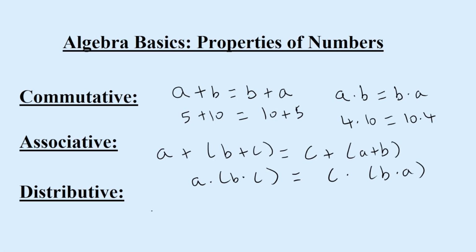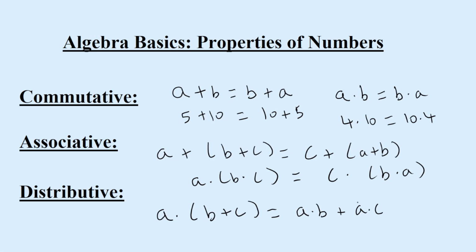And now let's talk about the distributive property. This is really important. So this states that if you have a times, and then inside it, let's say you have b plus c, this is the same thing as a times b plus a times c. And to see how this works, let's go through a little example.